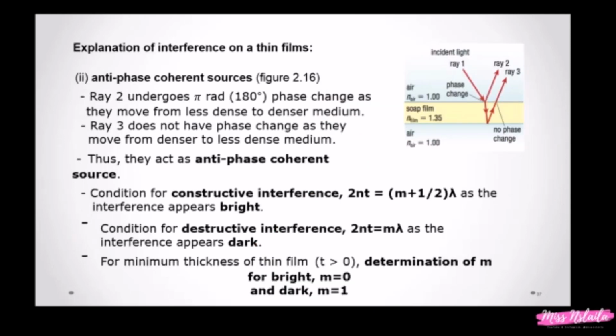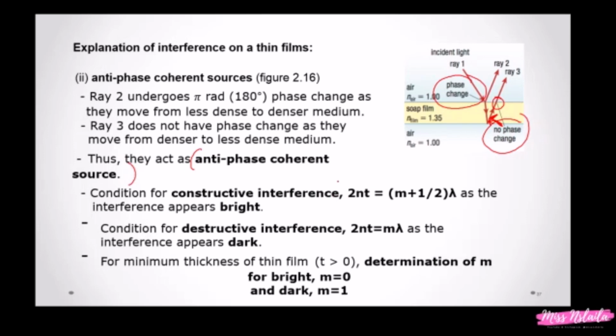Next is anti-phase coherent source. To check whether it is in-phase or anti-phase, check these two reflected rays, ray 2 and ray 3. Ray 2 is reflected from the less dense medium to the higher dense medium, so there is a phase change. Ray 3 is reflected from the higher refractive index to the lower refractive index, so there is no phase change. Check here. Okay, from soap film to air, so there is no phase change. When one of the reflected rays has no phase change, they will act as anti-phase coherent source.